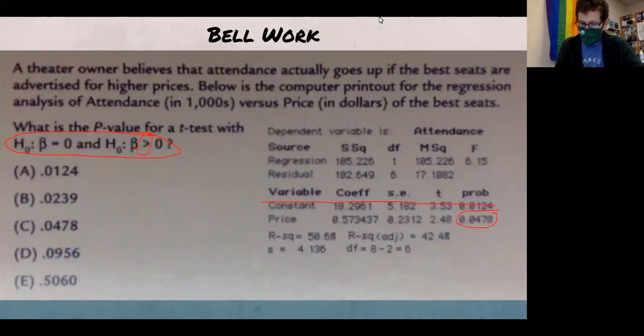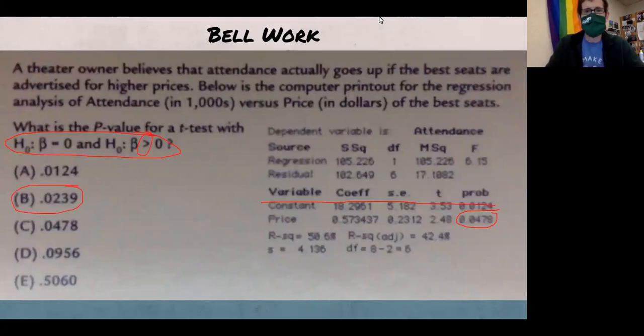So I'm going to take the p-value. Notice it says prob, that's probability, same as p-value. It's always after your t, your test statistic right there. So anyways, 0.0478, I can divide that by 2 to get 0.0239. So your answer is B.